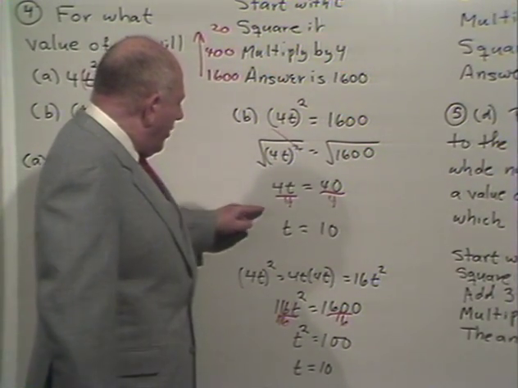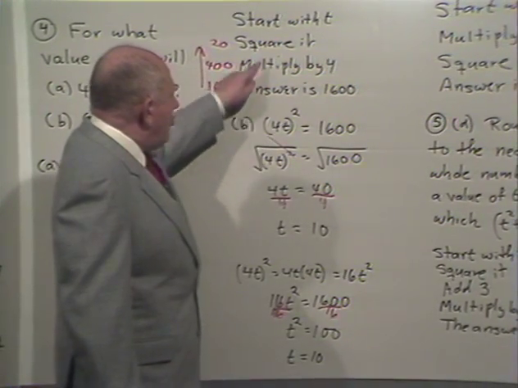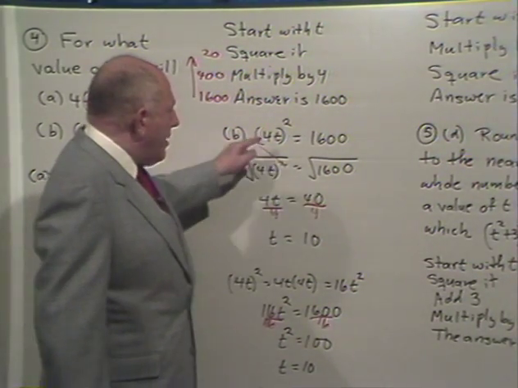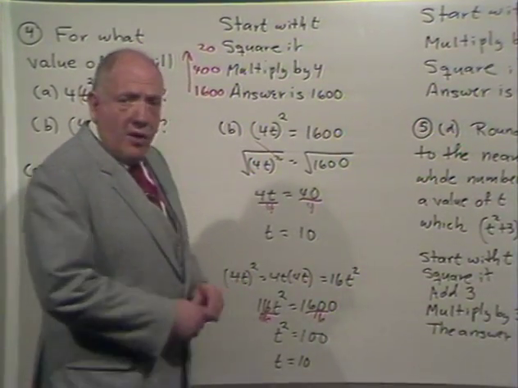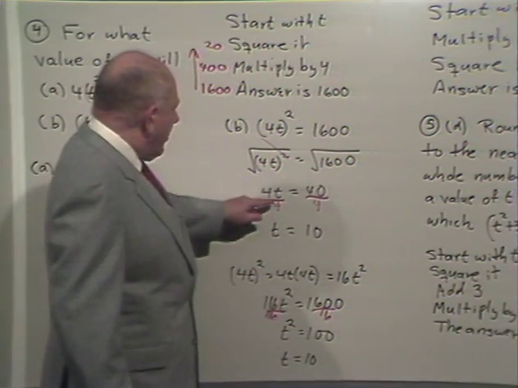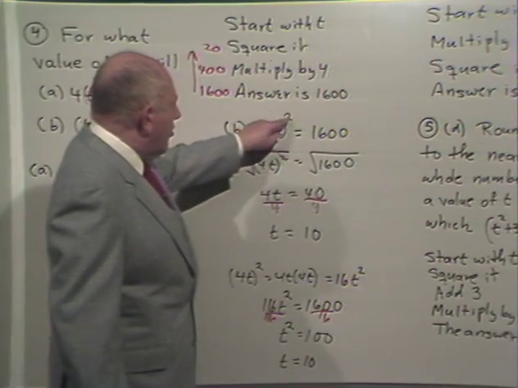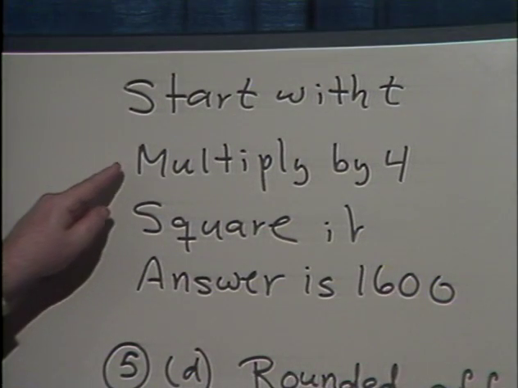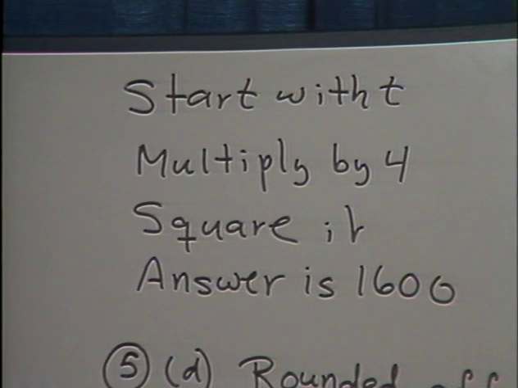And in fact, you know what I'd like to do? I'd like to now take this one, write it in verbal form, then juxtapose it with this one, which is already in verbal form. In other words, A and B look alike, yet the answers were quite different. In one case, we got 20 for an answer. In the other case, we got 10. See, how would we translate this into words? It says what? Start with t, multiply by 4, square it, and the answer is 1600. See? Start with t, multiply by 4, square it, and the answer is 1600. That's part B.